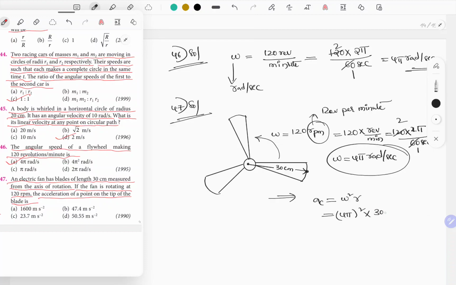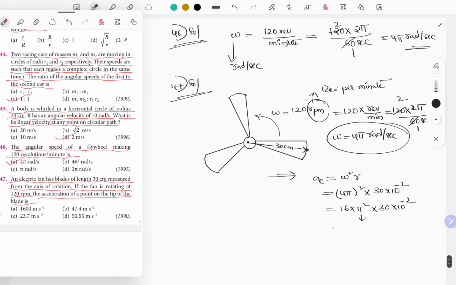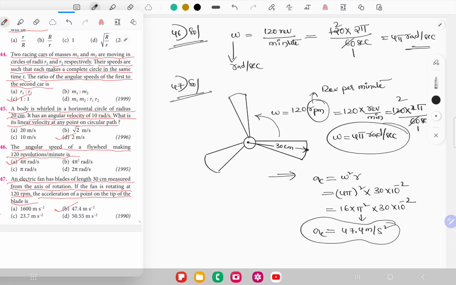R is 30 centimeter, 30 into 10 power minus 2. 4 square is 16. 16 into pi square into 30 into 10 power minus 2. The pi value is 3.14 or you can write 22 by 7. If you substitute all those things, we are going to get the final answer 47.4 meter per second square. This is the centripetal acceleration of the tip. So here, option B is correct.